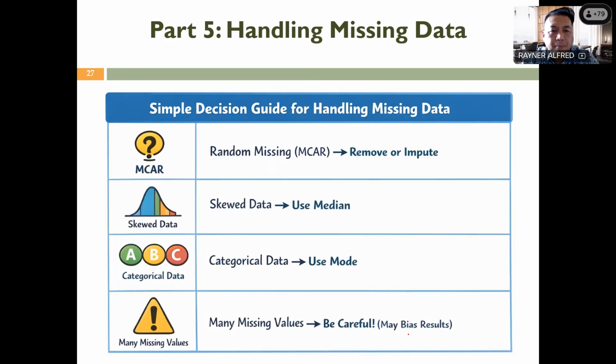Okay, so these are some simple guides. For categorical value, you use mode. For numerical value, you can use median. For missing completely at random, you can remove or you can impute. But in most cases, we remove because there is no trend.